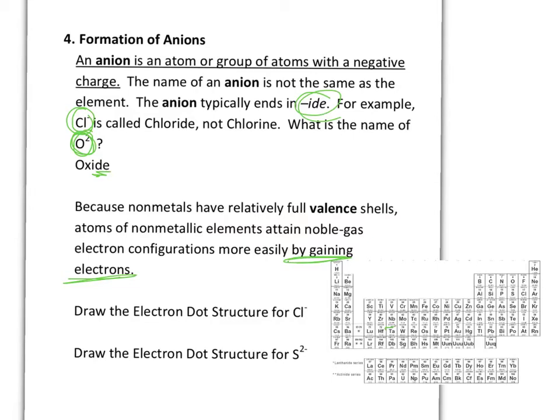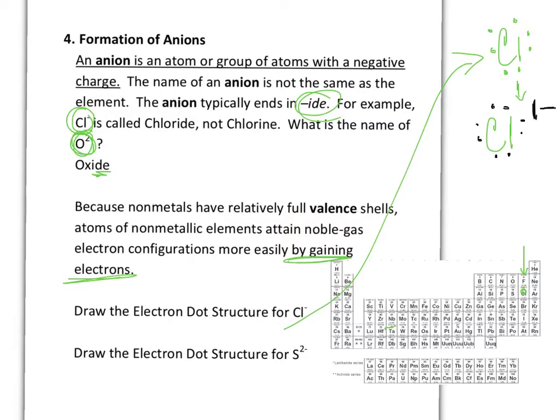So the electron dot structure for chlorine. Let's go up here to make more space. Chlorine, as you can see here, is in family number 7. So chlorine itself would have an electron configuration of 1, 2, 3, 4, 5, 6, 7. But the chloride ion will look like this. It will have all 8: 1, 2, 3, 4, 5, 6, 7, 8. And it will have a charge of 1 minus because it has gained 1 electron.